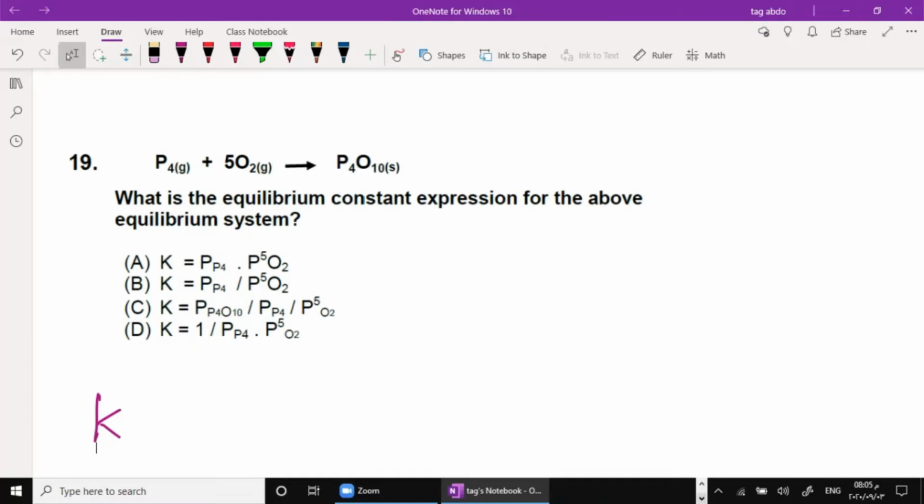Soluble table. You don't need to save all of the soluble table. You have to save lithium, sodium, potassium, ammonium, and nitrate. If you find any of them in a salt, you have to know that this is a soluble salt.